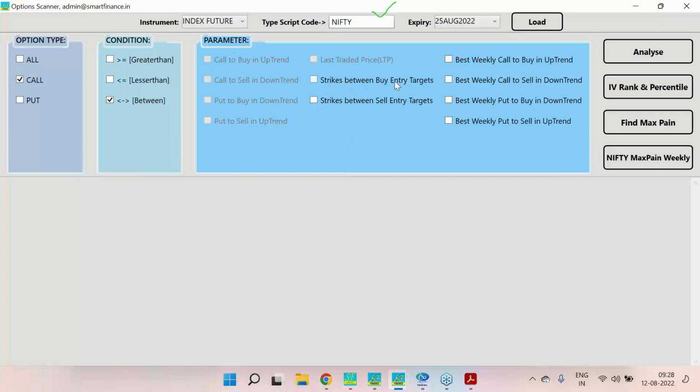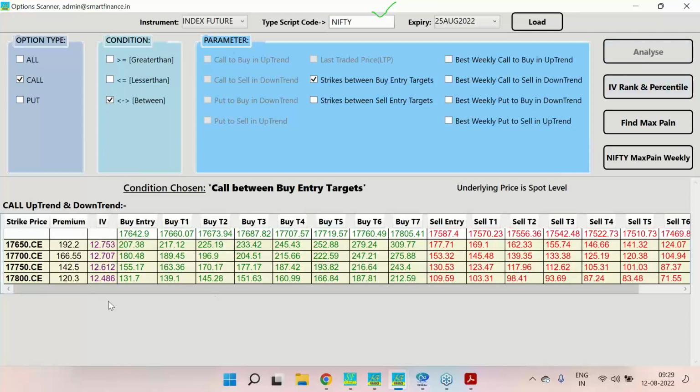Strikes between the buy entry and targets means the strikes which fall between the buying entry of the Nifty and its final target today. It will filter out those strikes, so we will get only 4 strikes. These 4 strikes will have lesser theta decay, meaning time decay will be lesser. So these 4 strikes are the only ones applicable for trading in the options.